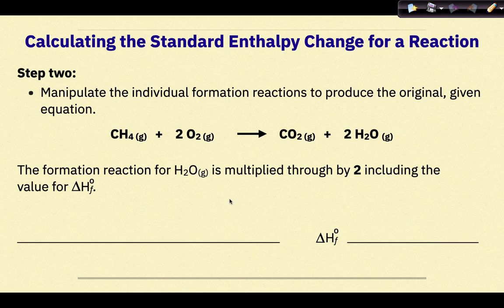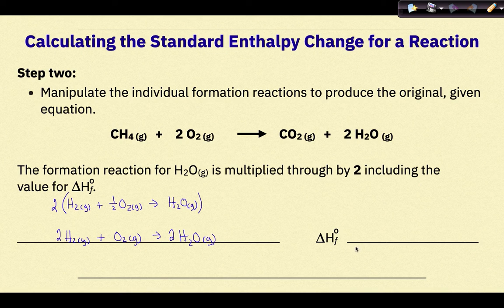Last one is water. Now our initial heat of formation reaction for water was H2 as a gas plus 1/2 O2 as a gas yields H2O as a gas. What we want to do now, because we have a 2 in front of this H2O, is multiply everything here by 2. And when we do that, we'll have 2H2 gas plus O2 gas yields 2H2O gas.